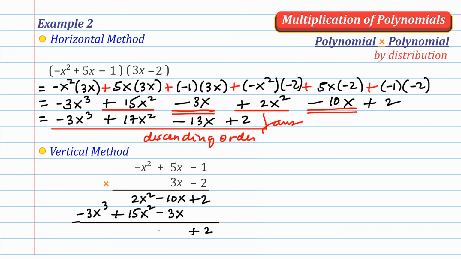Negative 10 minus 3 is negative 13x. And then 2 plus 15 is positive 17x squared. And finally, wala naman siyang like, simply copy negative 3x cubed. As you can see, this is the same as what we have got from the first method.